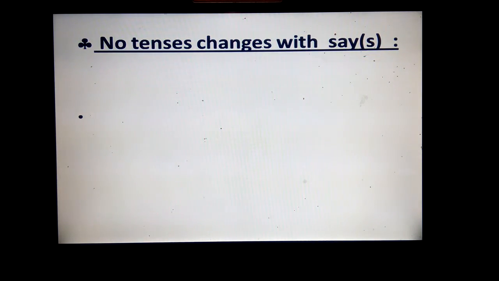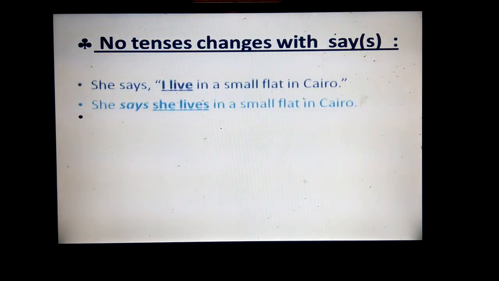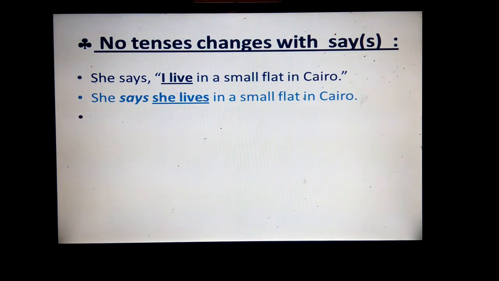No tense changes with say or says. لو أنا عندي say أو says no changes in tenses. She says I live in a small flat in Cairo. She says she lives in a small flat in Cairo. So I live became she lives and no changes from present to past. مفيش تغيير من مضارع إلى ماضي، ولكن غيرنا الضمير وتغيير الفعل التابع للضمير فقط.